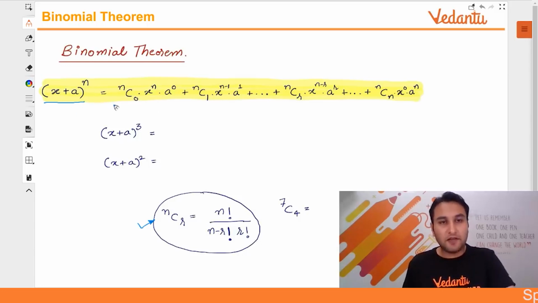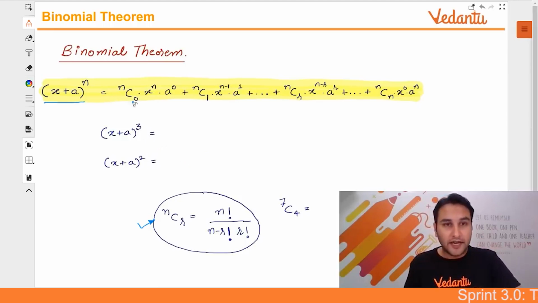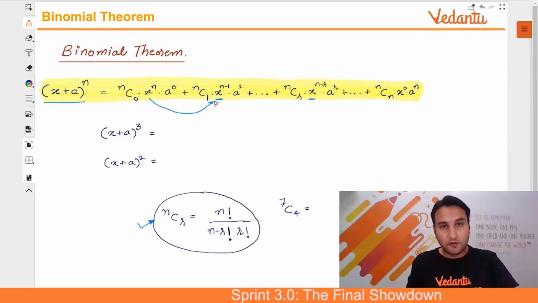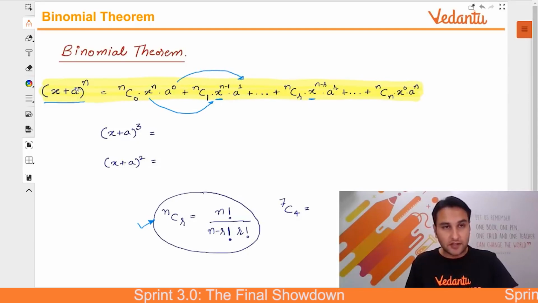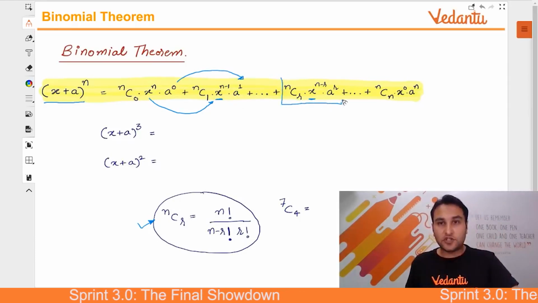So (x plus a) raised to power n. Write it yourself in your notebooks so that you familiarize yourself with the format. nC0, in this first term, the power of x is highest, then the power of a is lowest, which is 0. Then keep reducing the power of the first term x by 1, 1, 1, and keep increasing the power of a by 1, 1, 1. This is your general term.